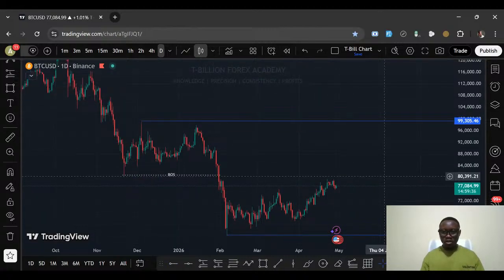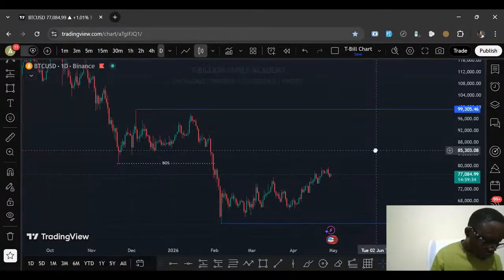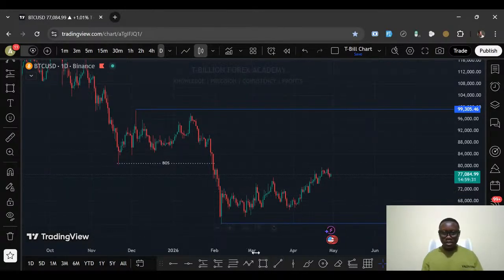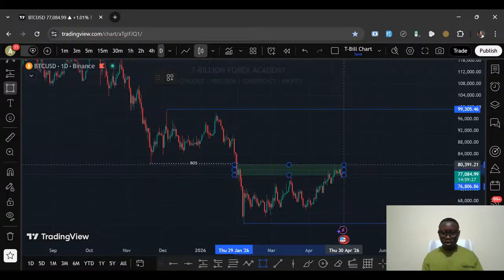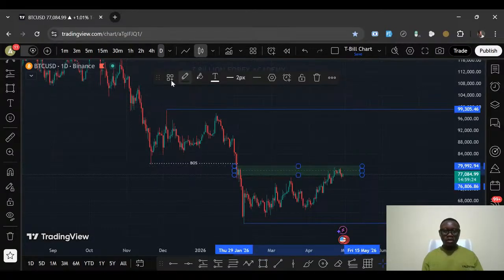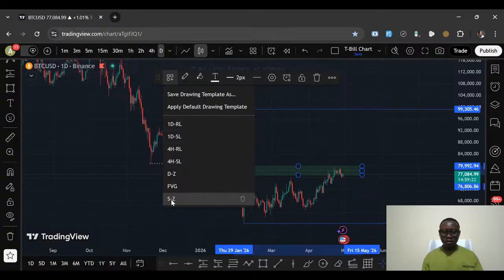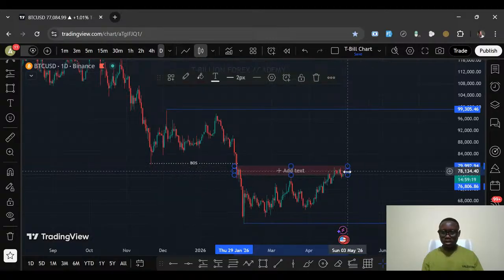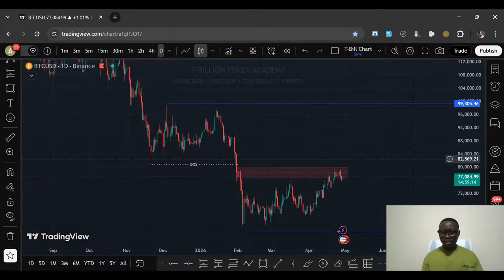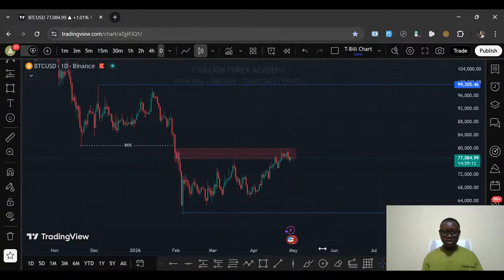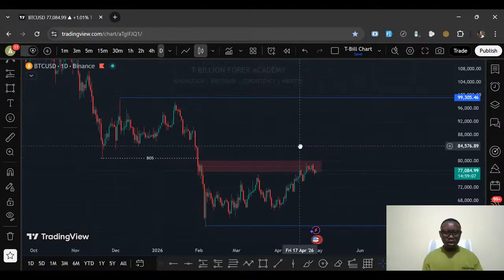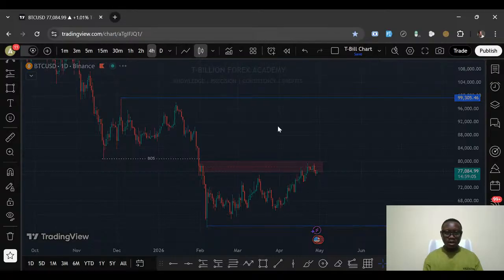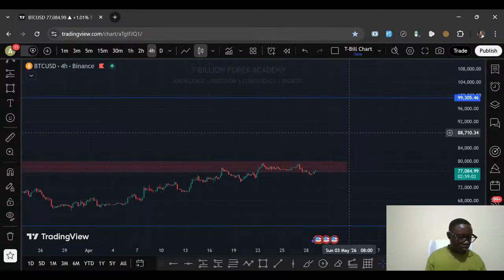Now, as you can see, BTC is currently reacting at this order block POI right here. So this is a bearish POI, right? But again, BTC, as mentioned, is showing a very strong bullish momentum. All right, so let's drill down to the 4H time frame and read the 4H price action.